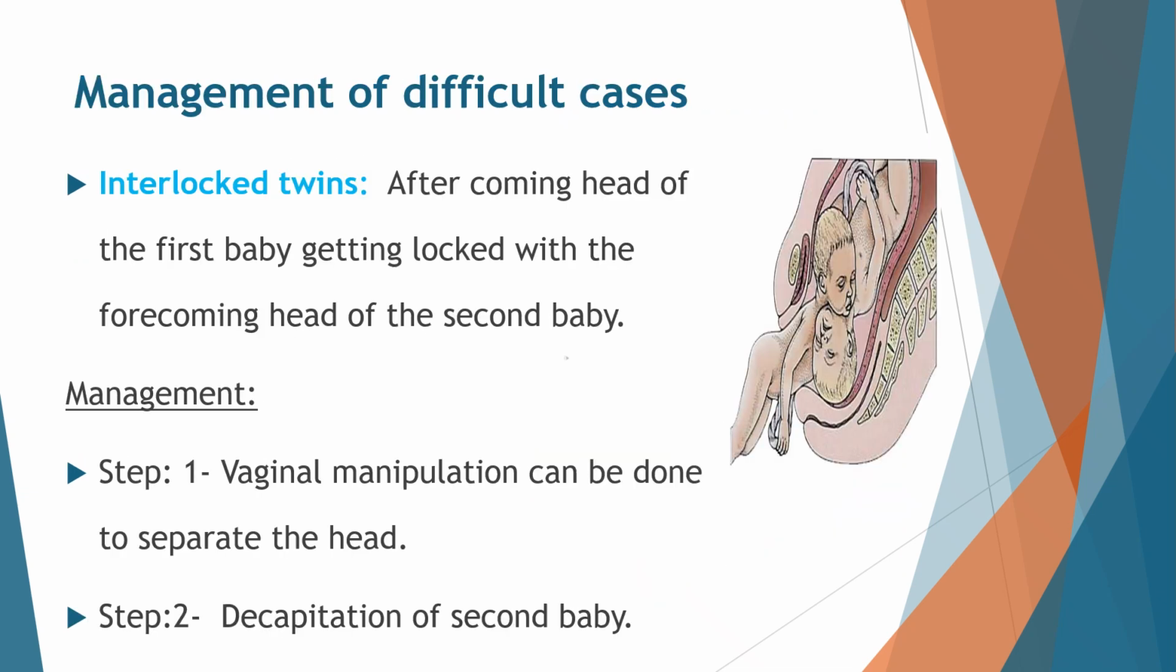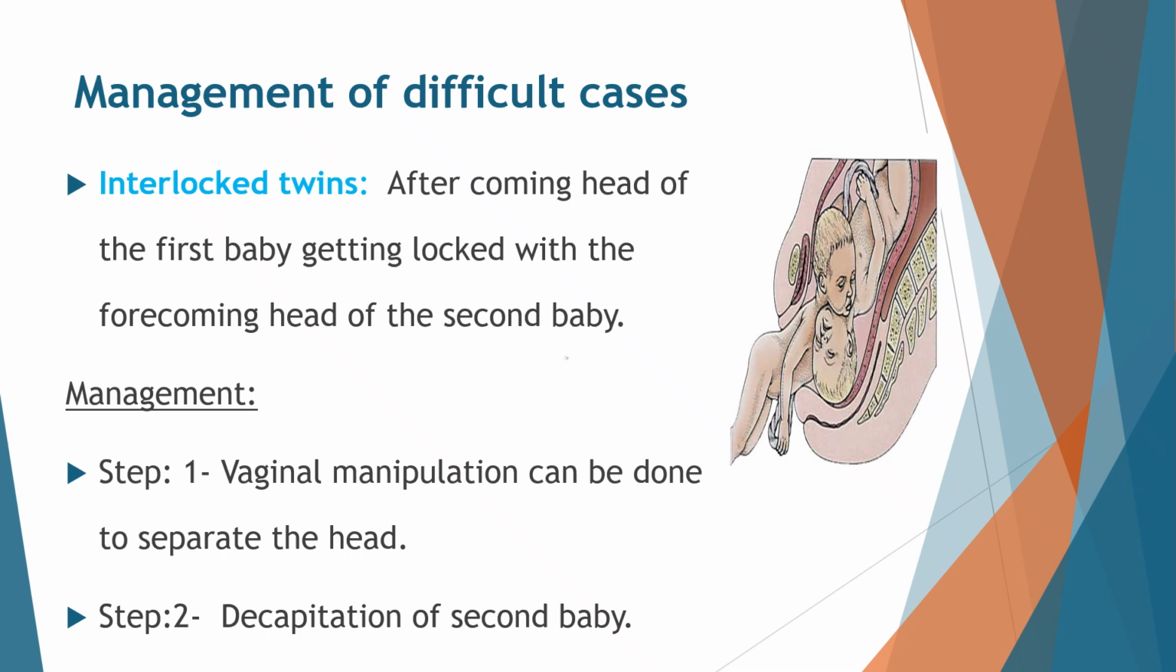In difficult cases of multiple pregnancy, one important situation is interlocked twins. This happens when the coming head of the first baby becomes stuck or locked with the forecoming head of the second baby, preventing further progress of labor. This is a rare but serious complication that needs immediate attention.